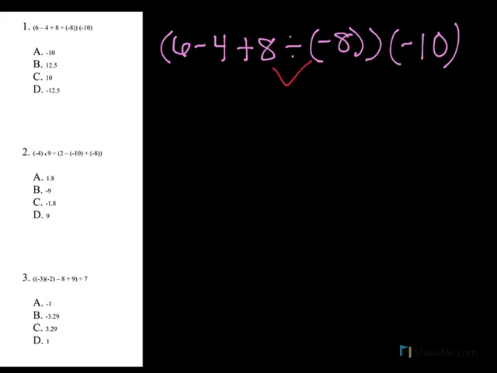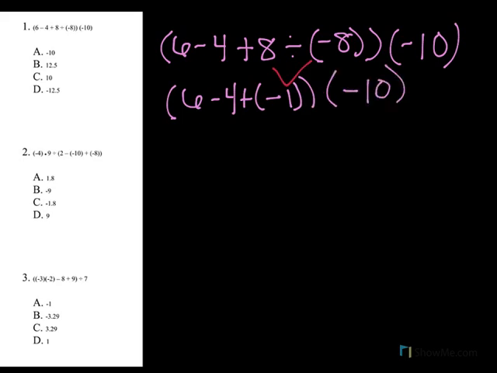So 8 divided by negative 8, we have a positive divided by a negative. That is going to give you a negative, and 8 divided by 8 is 1. So we're going to bring down the rest of our stuff. Close our parentheses, times negative 10. And then the next thing we're going to do is all of the stuff inside the parentheses here. And we're going to go left to right.